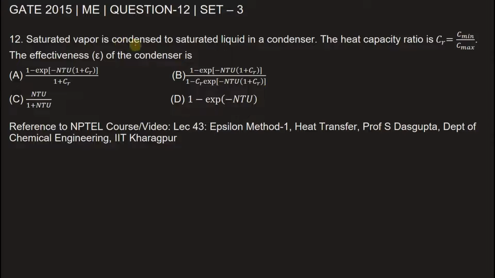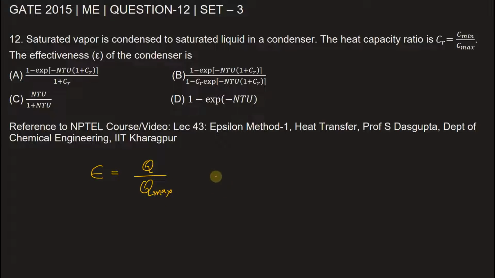Saturated vapor is condensed to saturated liquid in a condenser. The heat capacity ratio is CR, which is equal to C minimum by C maximum. The effectiveness of the condenser: we know that the heat exchanger effectiveness is defined as the ratio of actual heat transfer to the maximum possible heat transfer. So epsilon is equal to Q, the actual heat transfer, upon Q max.